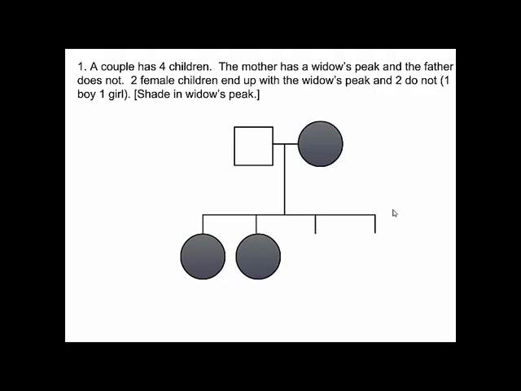And then we have 2 children that do not have a widow's peak. 1 is a boy, 1's a girl. So what does that look like? 1 circle, 1 square, not shaded in. Thumbs up, thumbs down, how we're doing with this? Good. I have a thumbs up. Generation 1, generation 2.